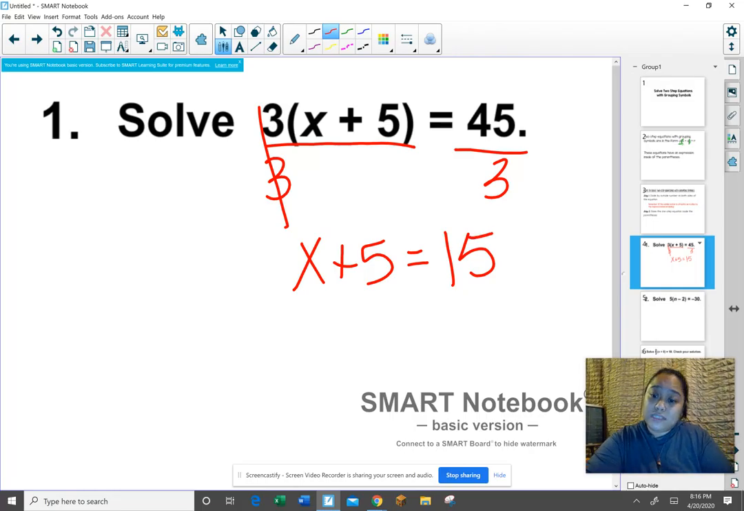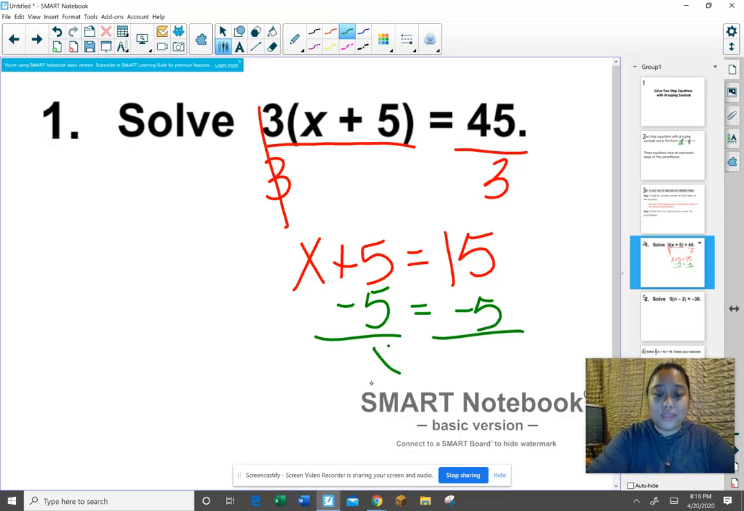So now I'm just left with a one-step equation, x plus 5 equals 15. So the opposite of this plus 5 is to subtract 5 on both sides. Now we're left with x equaling 10. So our answer is 10.